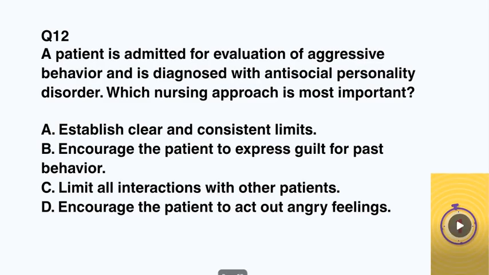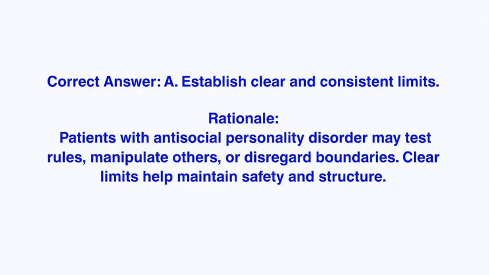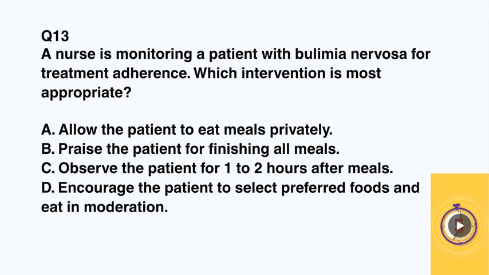Okay, what do you think is the answer? If you selected letter A, you got it right. Establish clear and consistent limits. This is the reason for this correct answer. Patients with antisocial personality may test rules, manipulate others, or disregard boundaries. Clear limits help maintain safety and structure. Let's go to question number 13.